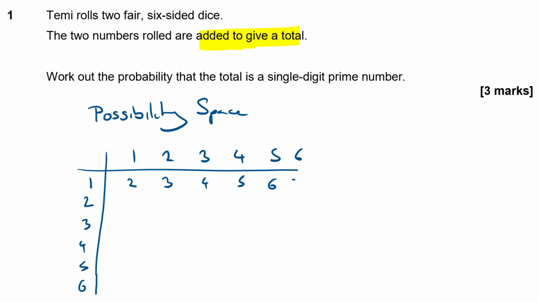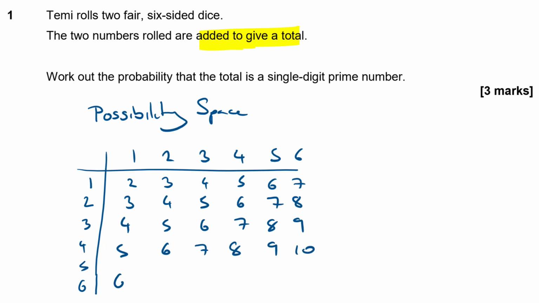So 2 plus 1 is 3, 2 plus 2 is 4, 2 plus 3 is 5, 6, 7, 8. 3 plus 1 is 4, 5, 6, 7, 8, 9. You can see it makes a nice pattern. So after a little bit, you should probably be able to fill this in without too much thought. Okay, so there are 6 rows of 6, so that means there are 36 different outcomes altogether.